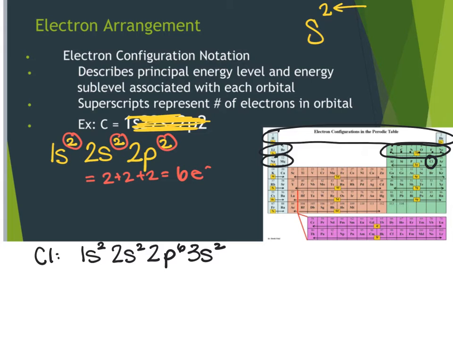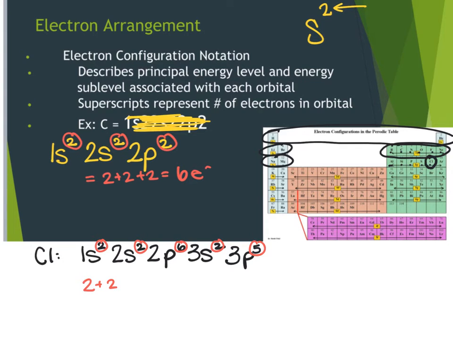Now I'm over here in my 3rd row in my P block, so I have 3p, and here I've got 1, 2, 3, 4, 5, which is going to be my chlorine. So now I'm going to be 3p5. Again, let's just double check our work here. If I go through and add up all of my superscripts, I should hopefully end up with 17 electrons.